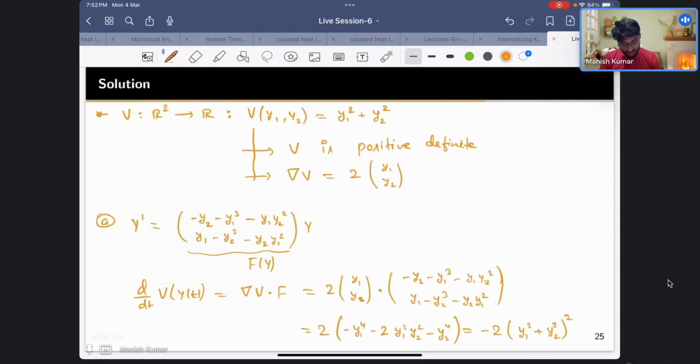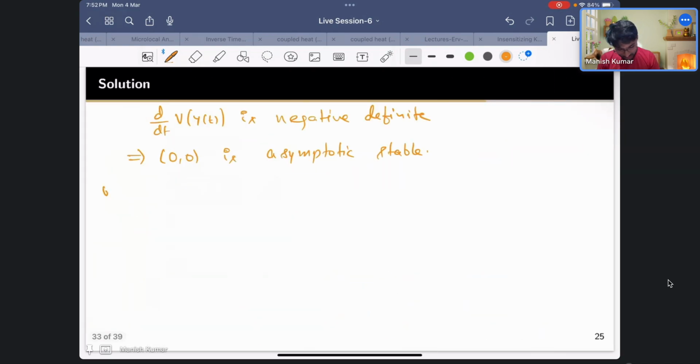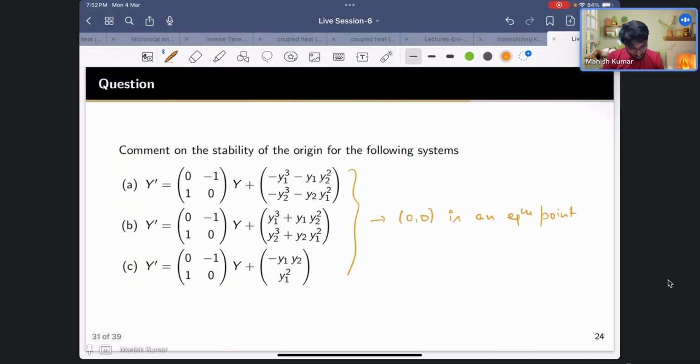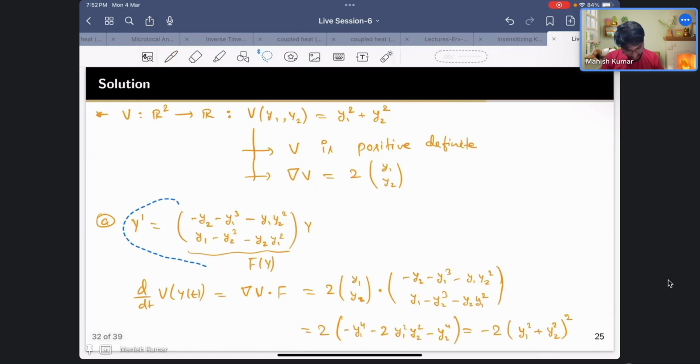So this is for case 1. Now for the second case, the system is the same, just you have to put a plus sign here, so instead of minus you will have plus. So maybe you can copy from here.